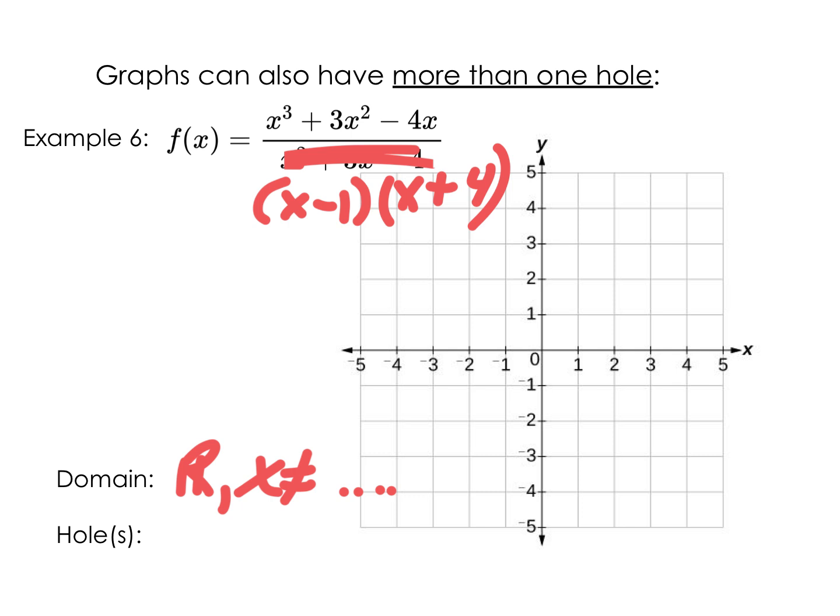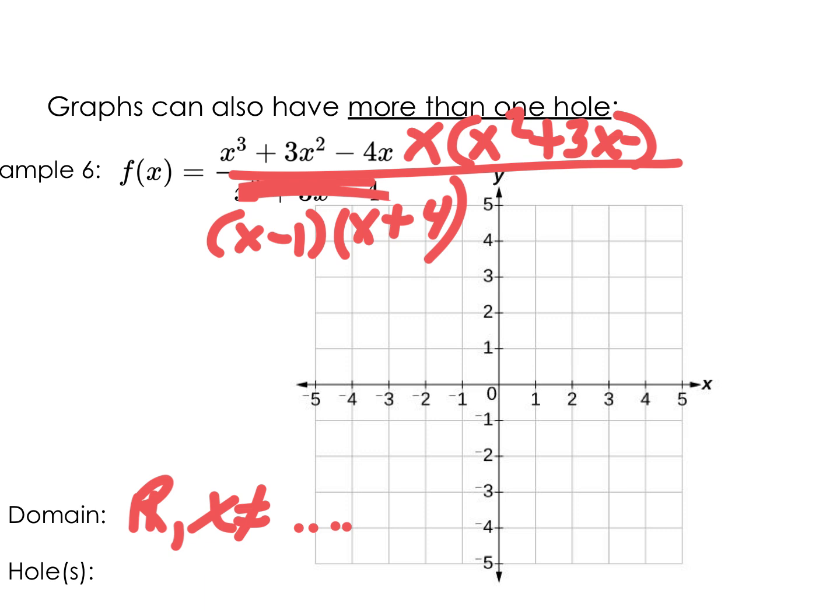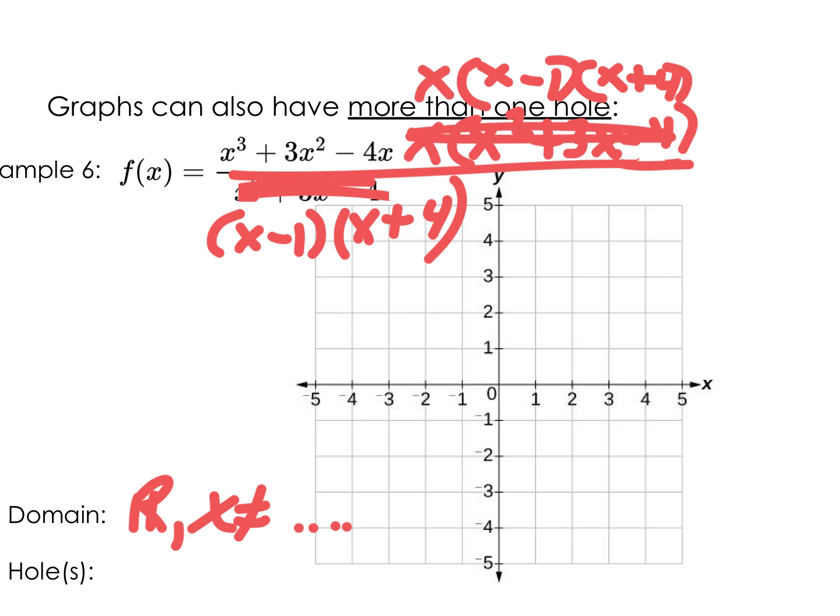Good. And then how about the top? X comes out first, you're right. And then you'd have x squared plus 3x minus 4. And can you factor that again? I'm ready. X minus 1 and x plus 4. Okay. Bringing the other x up there. There it is. That's factored all the way.